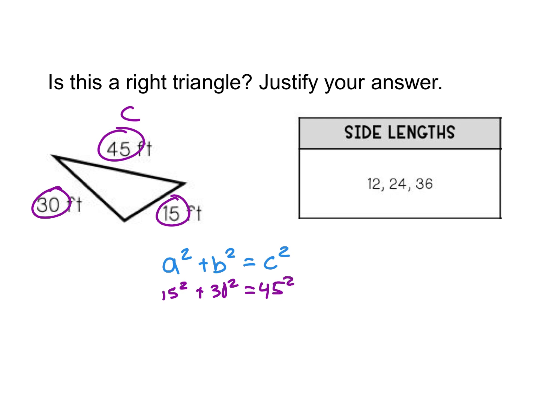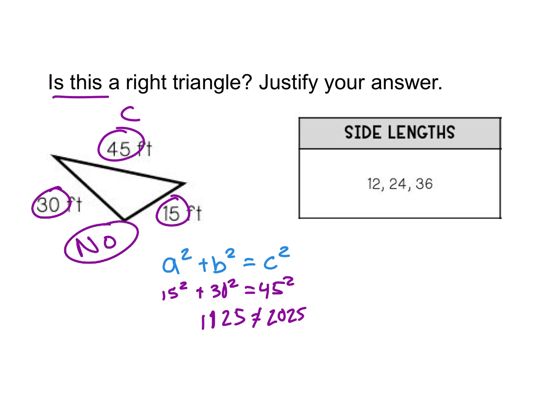And I'm going to test this. I'm going to take on my calculator 15 squared plus 30 squared, and I get 1,125. Then I'm going to take on my calculator again 45 squared, and I get 2,025. Because 1,125 is not equal to 2,025, this is not a right triangle, and so the answer is no.